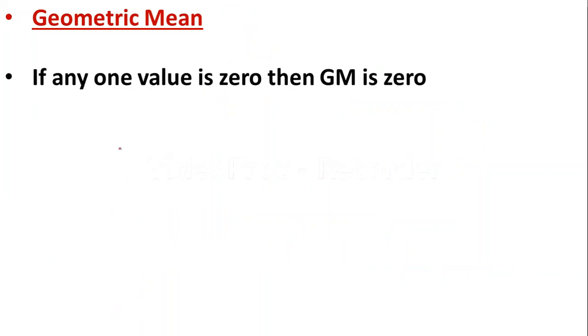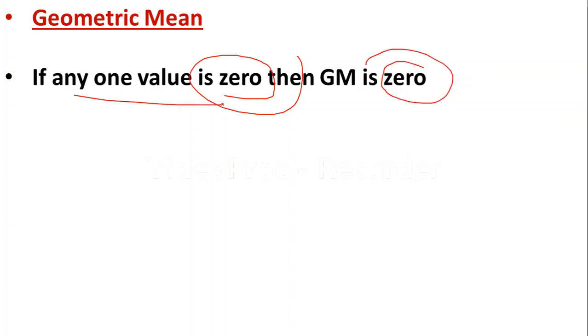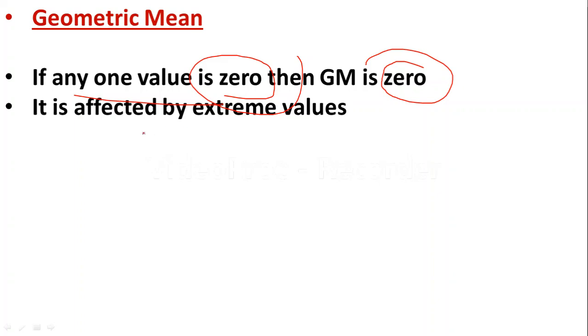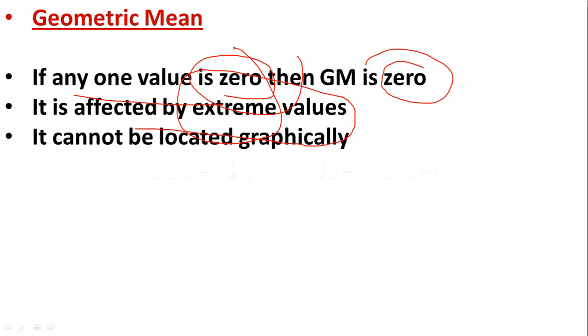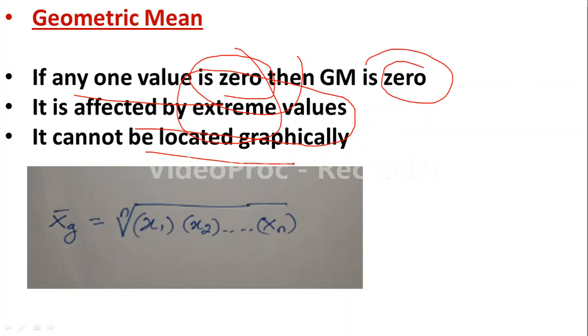Then geometric mean, if any one value is 0, then GM value is 0 only. Yes, please remember it. If any one value in the given observations is 0, then the geometric mean value will be 0. Then it is affected by extreme values. Yes, geometric mean is affected by the extreme values. And this also we cannot show graphically. So here the formula: geometric mean is equal to the nth root of x1, x2 up to xn.